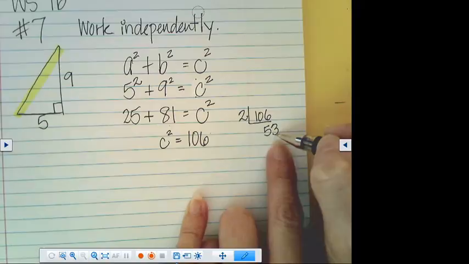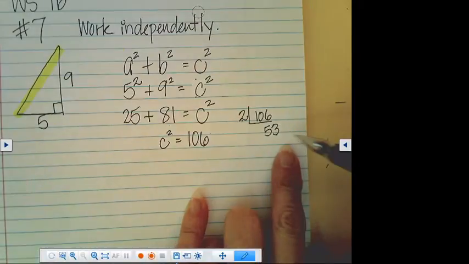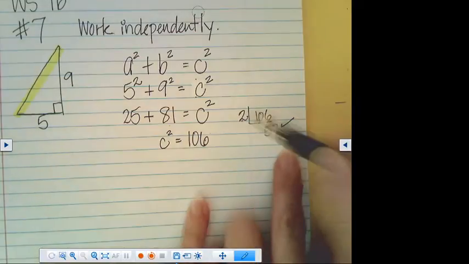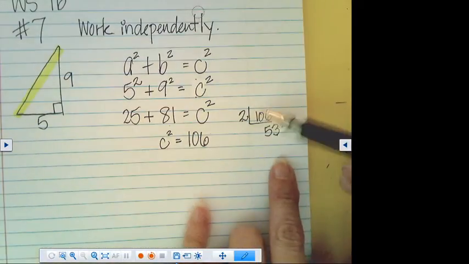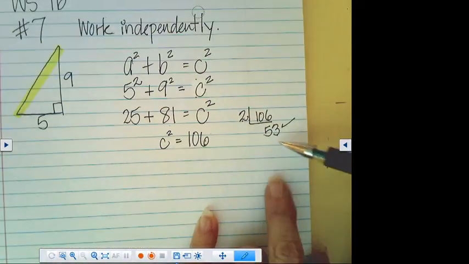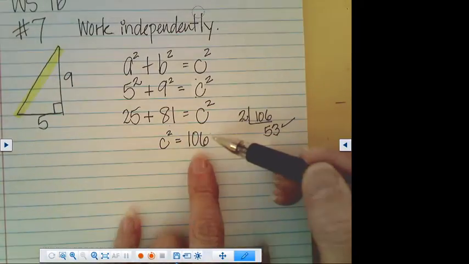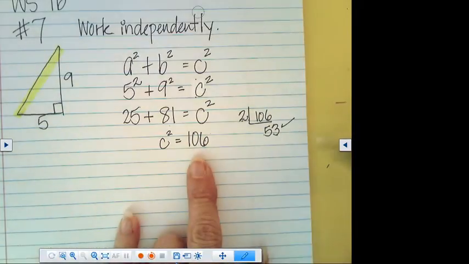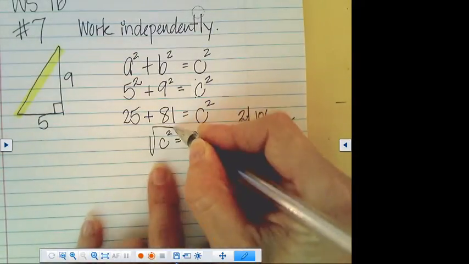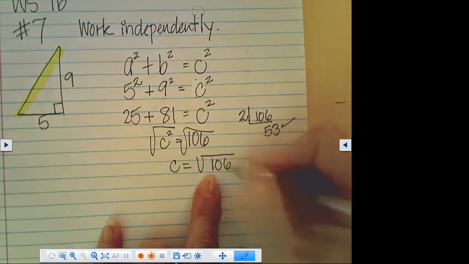And because 53 is prime and 2 is prime, we're not able to find a pair of factors. We would be able to simplify this radical if we found a pair, like if you were able to get two 2s or two 3s or two 5s, you would have a perfect square, but you don't. So that is it. You are done. Your C, your hypotenuse, is the square root of 106.